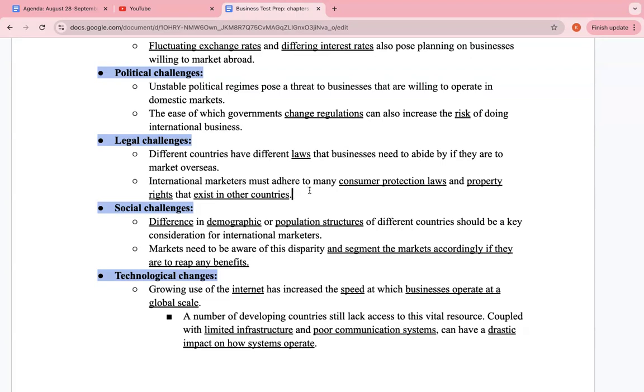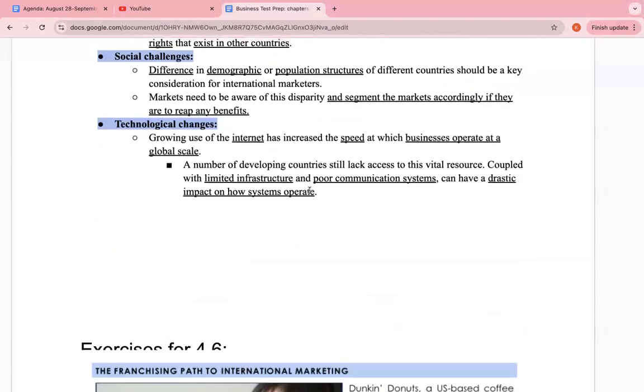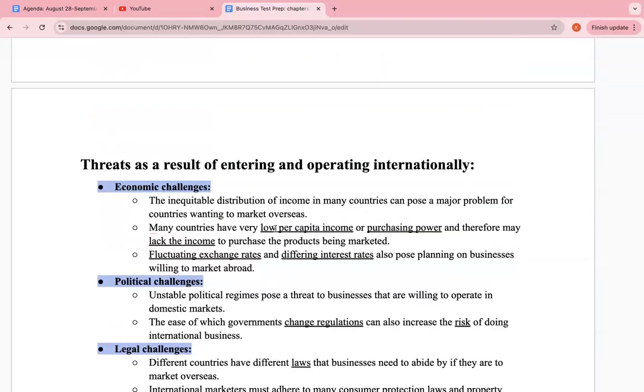Lastly, and most importantly in my opinion, technological change. The growing use of the internet has increased the speed at which businesses operate on a global scale. A number of developing countries still lack access to vital resources, and limited infrastructure and poor communication systems can have a drastic impact on how the systems operate. Again, technology is always changing. This is technically STEEPLE. So yeah, that's it for 4.6.